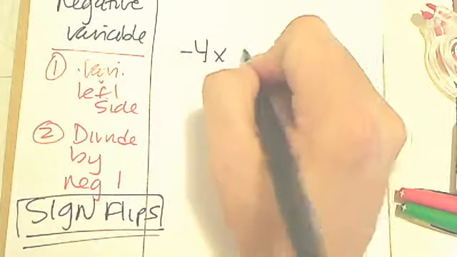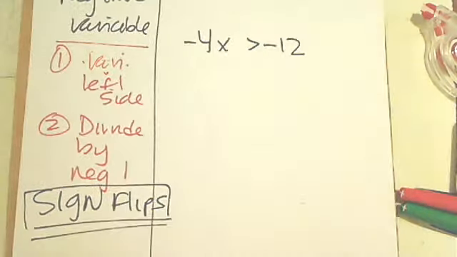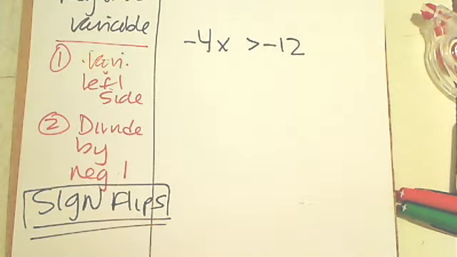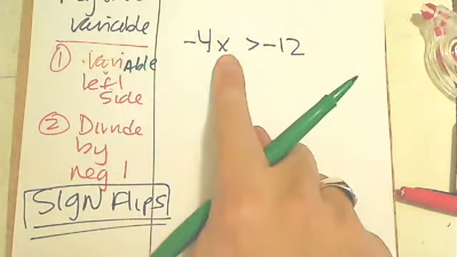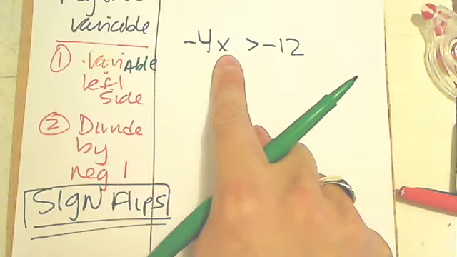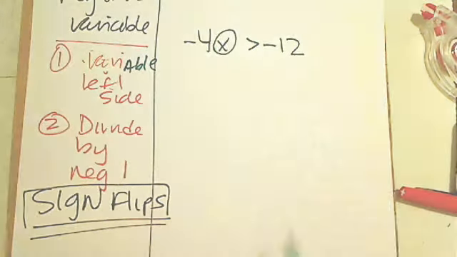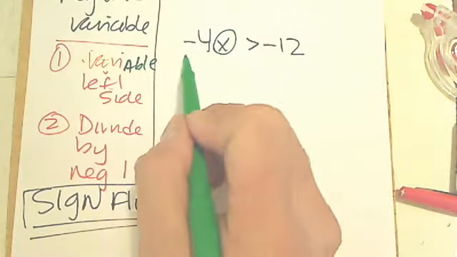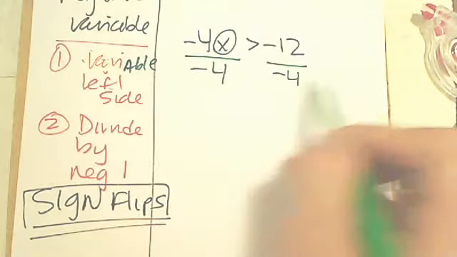For example, let's talk about this. It'll make sense. Negative 4x is greater than negative 12. Is the sign on the right? Yes. What is that word? The first word? Variable. Is the letter on the right side? Correct side. Okay, so we're good here. How do I get x by itself? Divide by negative 4.